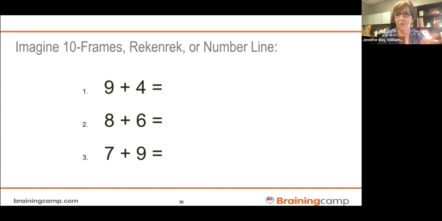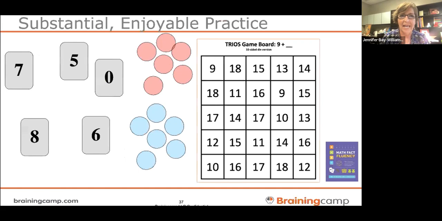Then they're ready to continue to develop this make 10 strategy, and they need a lot of practice. So one of my favorite ways to practice is playing games. It's enjoyable practice. There's a lot of language use. It's low stress. And in a very short amount of time, a lot of practice is happening. So I'm just going to highlight one of my favorites, and it's called Trios.